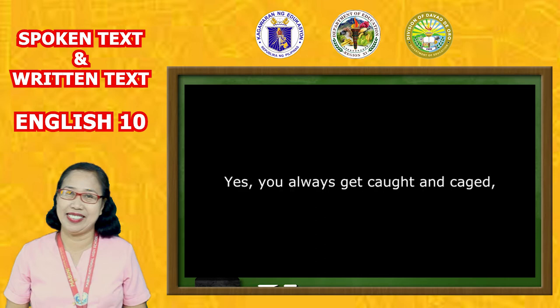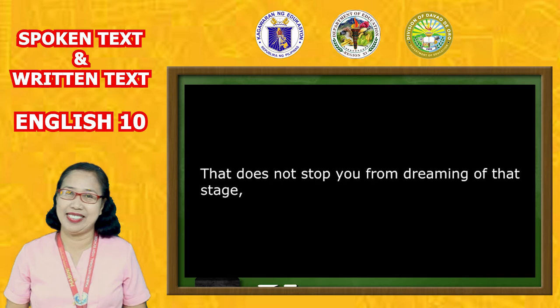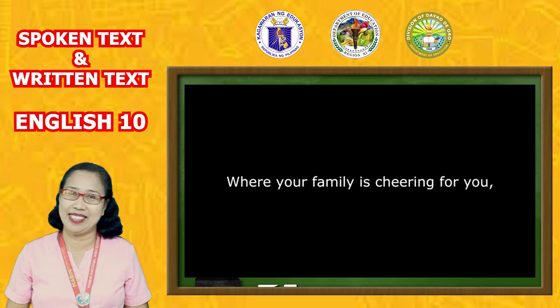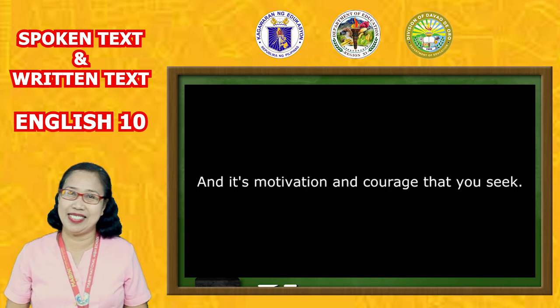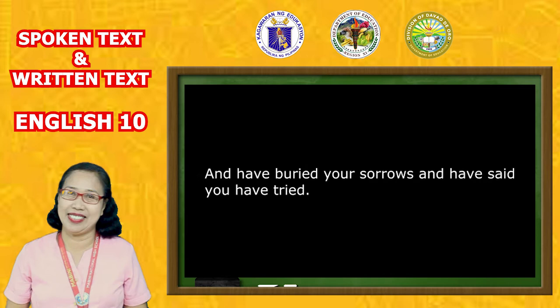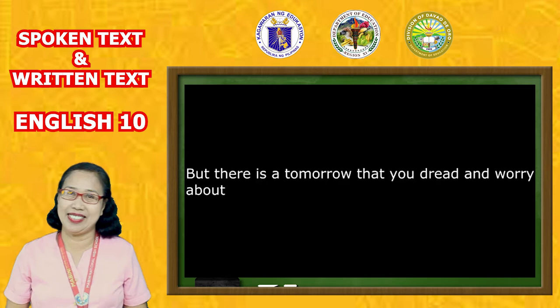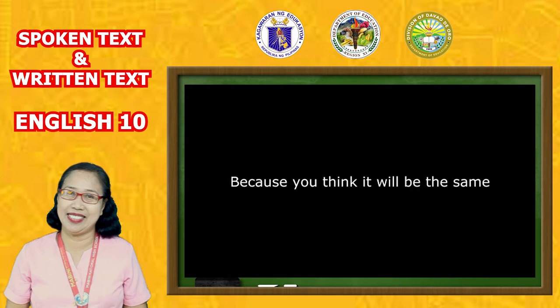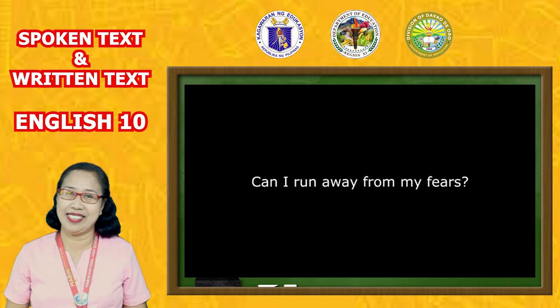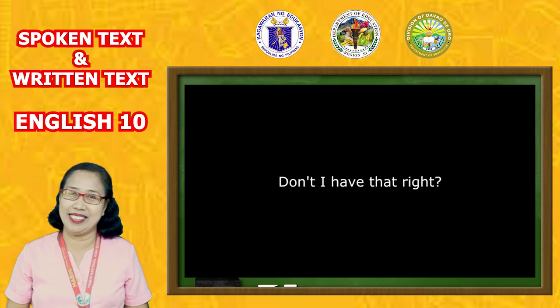Yes, you always get caught and caged. That does not stop you from dreaming of that stage, where your hope is telling you you will escape again, where your family is cheering for you, and so are your friends. The spark inside of you has become weak, and it's motivation and courage that you seek. There have been nights when you have cried, and have buried your sorrows and have said you have tried. But there is a tomorrow that you dread and worry about, because you think it'll be the same. There is no sunshine, there is just rain. Hoping for a love so dear and a future so bright, can I run away from my fears? Don't I have that right?